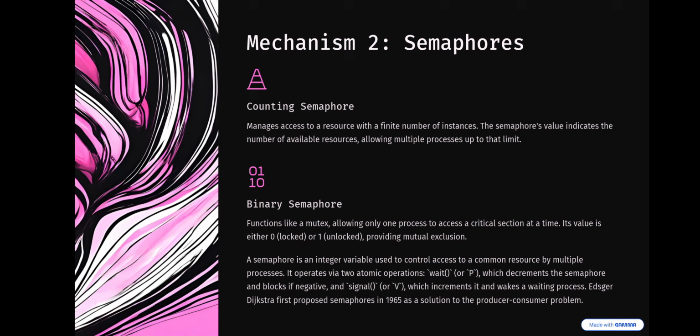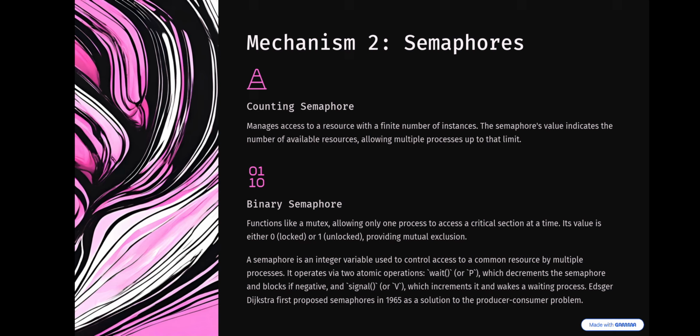Counting semaphores manage access to resources with a finite number of instances. The semaphore's value indicates the number of available resources, allowing multiple processes up to that limit. Binary semaphores function like a mutex, allowing only one process to access a critical section at a time. Its value is either 0, locked, or 1, unlocked, providing mutual exclusion.